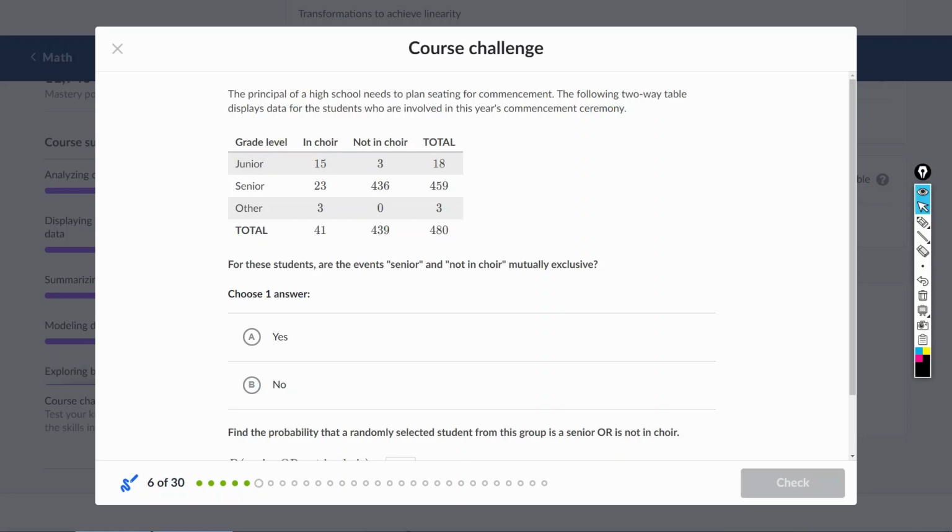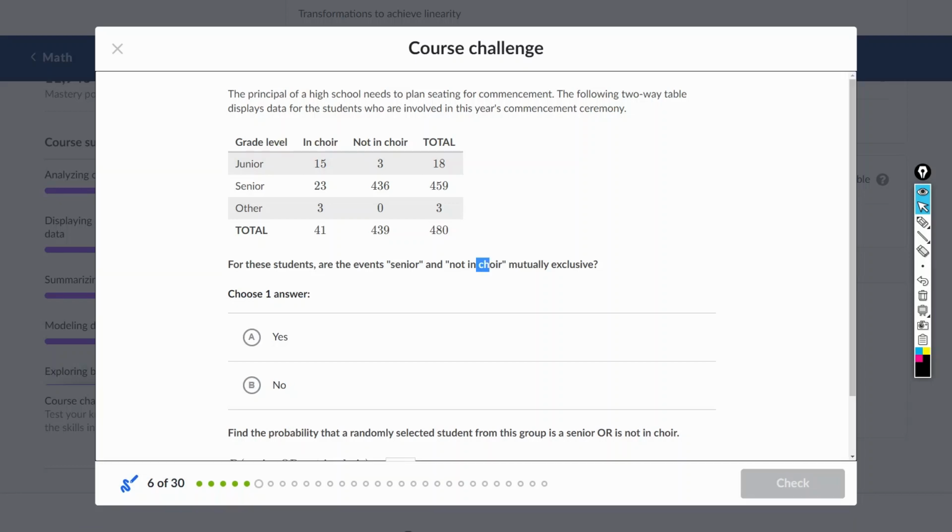The principal of a high school needs to plan seating for commencement. The following two-way table displays data of students who are involved in the year's commencement ceremony. For students, are the events senior and not in choir mutually exclusive?